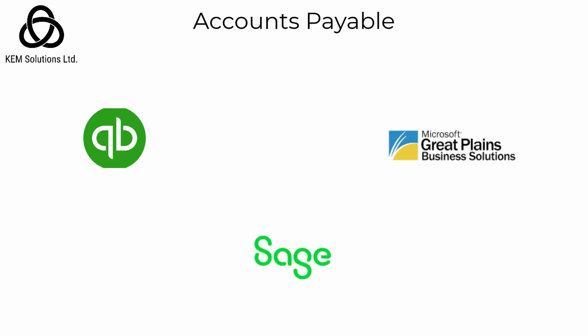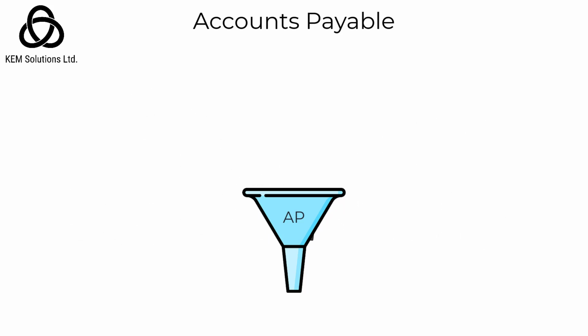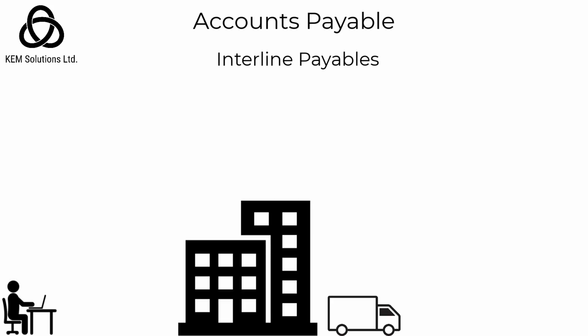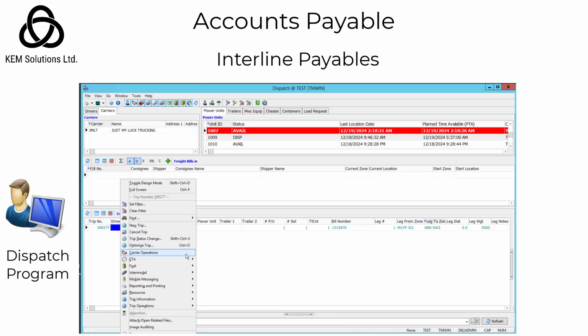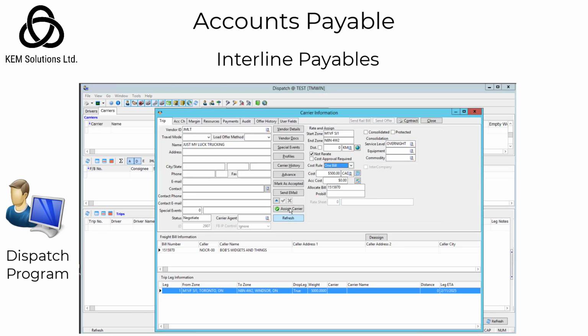Let's start by looking at how data can flow into your accounts payable workflow. There are several ways that data can make its way into your accounts payable modules. One of these is through the processing of interline payable records. How does this work? If you sell your loads to other carriers, you can track that in Truckmate. Your dispatch team can assign carriers to trips, which then flow into the IP tab of the customer service screens for your freight bills.